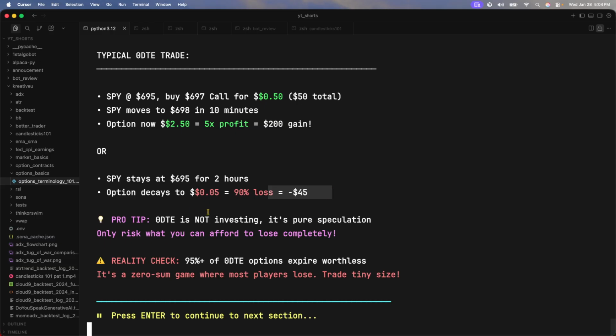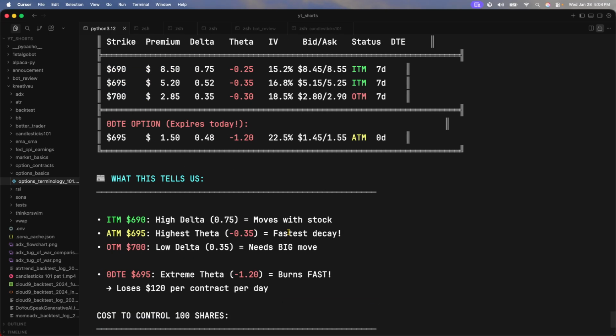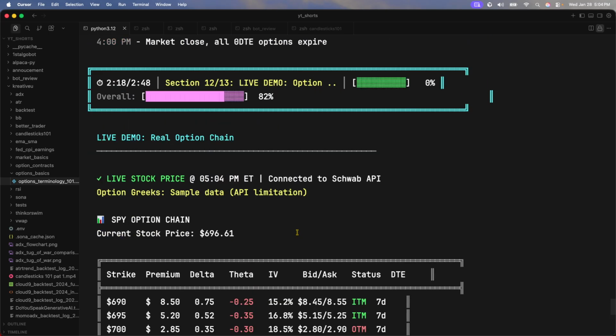Pro tip: 0 DTE is not investing; it is pure speculation. I don't agree with that. Only risk what you can afford to lose completely. Reality check: 95% of 0 DTE options expire worthless. It is a zero-sum game where most players lose. Trade tiny sizes. But again, it's all depending on how you trade. That's probably hand traders. I don't know. I want to see the stat for algo traders.